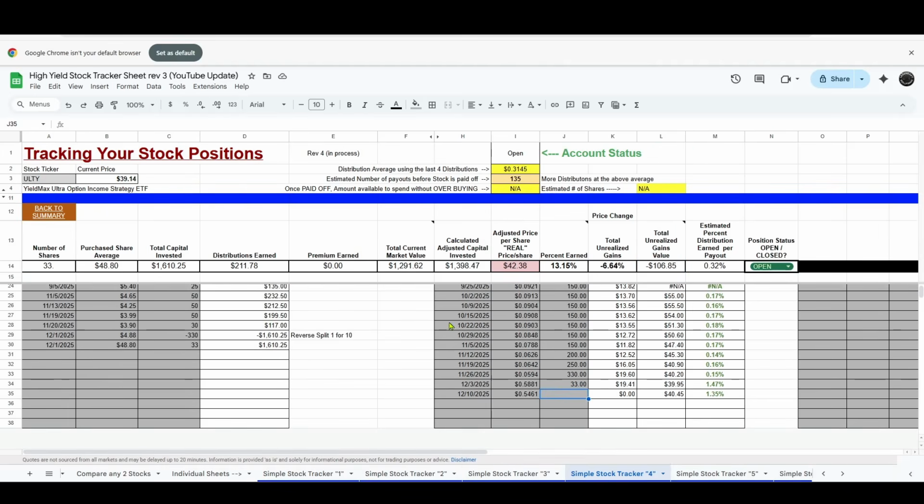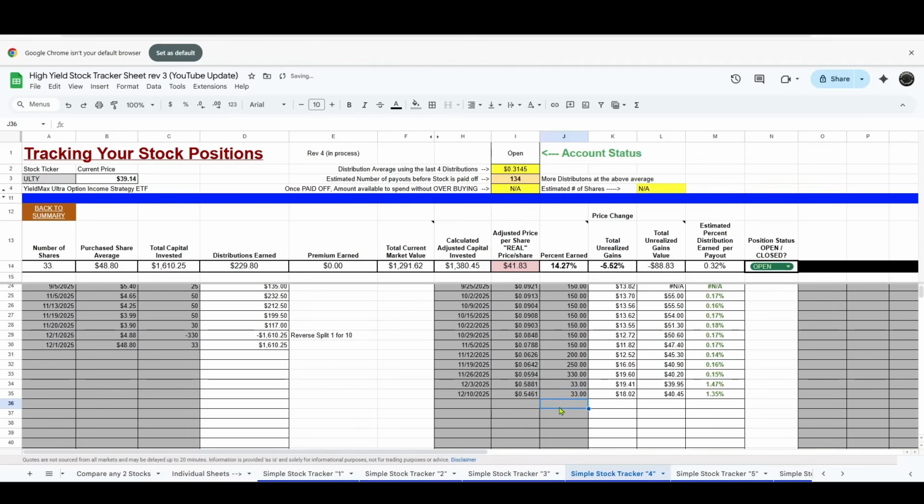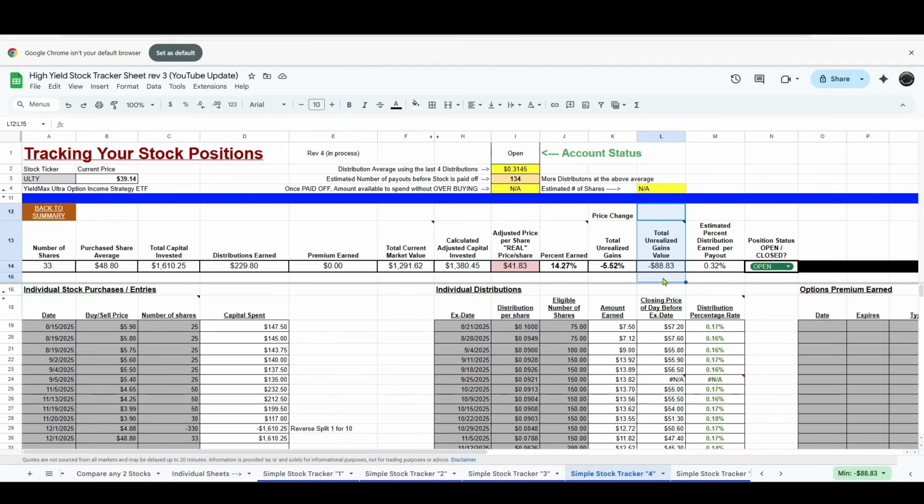For ULTY, we earned 54 cents on this distribution. I have a total of 33 shares. So my real price per share of $42.38 now becomes $41.83. Bringing it on down. And that, of course, helped to bring down my potential or unrealized loss, right? It's down to 5.5%. And if I were to sell all my shares, I'll only lose 88 bucks. Not too bad at all, considering ULTY has changed their strategy. And I'm hoping that that helps to stabilize that NAV, and we can keep a current price roughly the same.